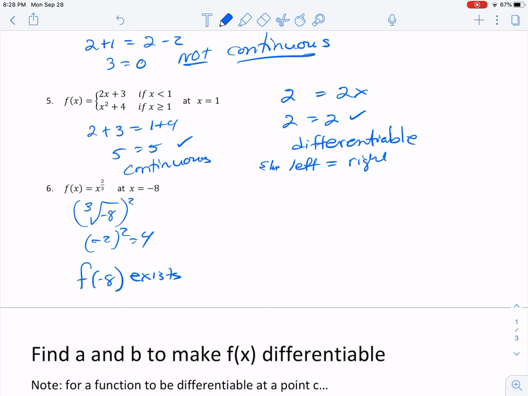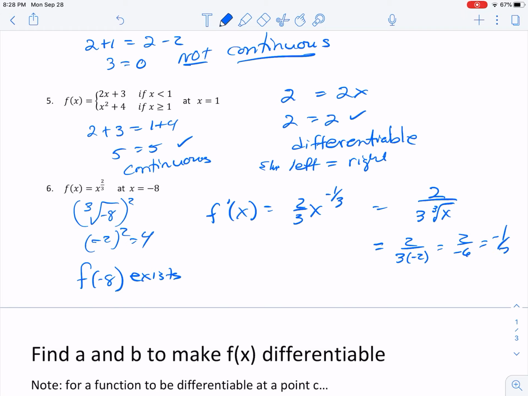Okay, now take the derivative. F prime is 2/3 x to the -1/3, which equals 2 over 3 times the cube root of x. And you plug in -8 and you get 2 over 3 times -2, which is 2 over -6, or -1/3. Yep, it's differentiable. Got an answer.